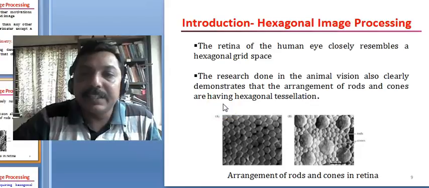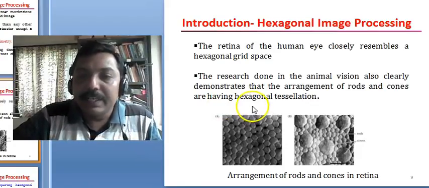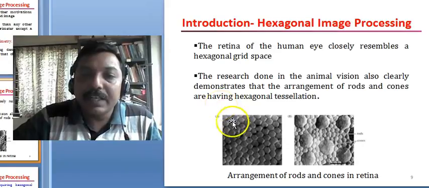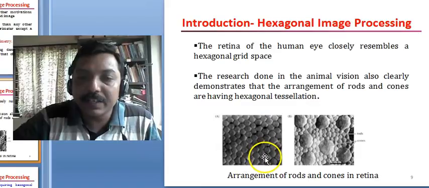And in the retina, we have two different cells, rods and cones. And these rods and cones are arranged in the retina in a hexagonal grid shape. This is shown in the figure. Here you can see that the rods and cones have a hexagonal shape, almost hexagonal shape.